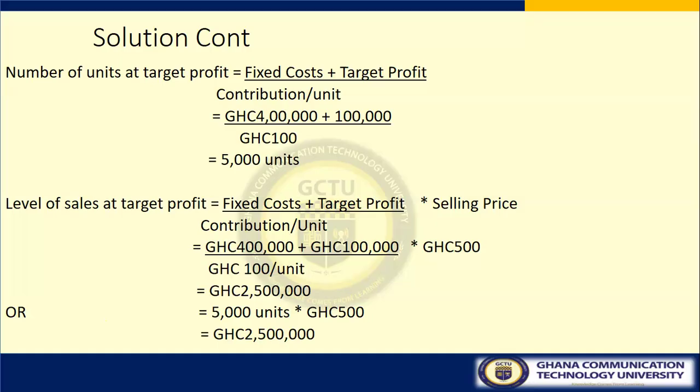So our fixed cost is 400,000 plus our target profit is 100,000 according to the question, because the target profit and your fixed cost were given in the question. But our contribution per unit, after our calculation, we got 100. So 400,000 plus 100,000 divided by 100 will give you 5,000 units as the target profit in units. Now, the level of sales at the target profit, just multiply this by the selling price, like we did for the breaking point in unit to the breaking point in sales. That is 2.5 million Ghana cedis as our level of sales at target profit. Very, very simple question.